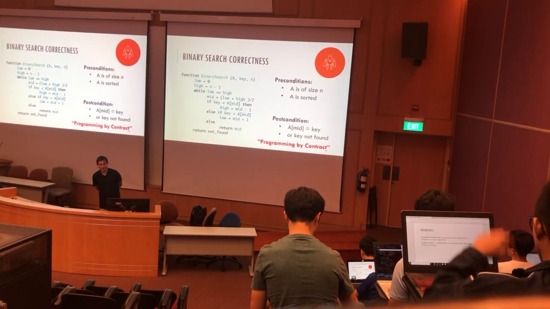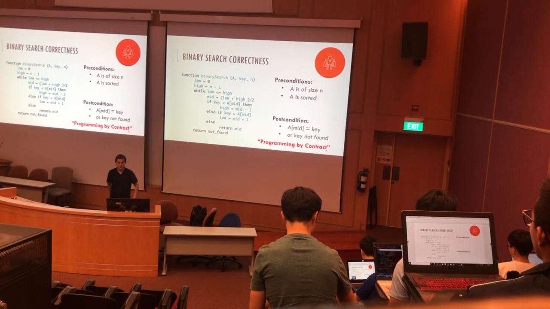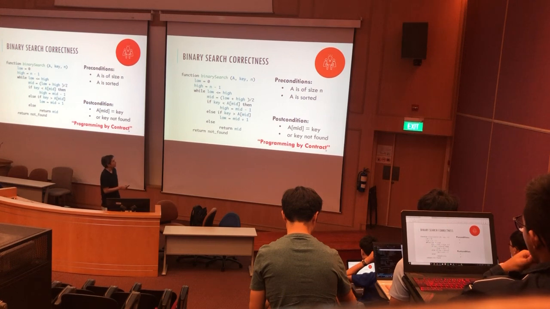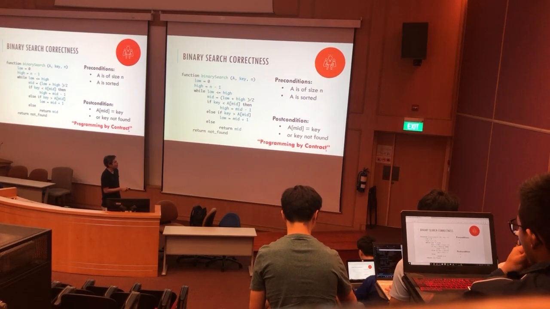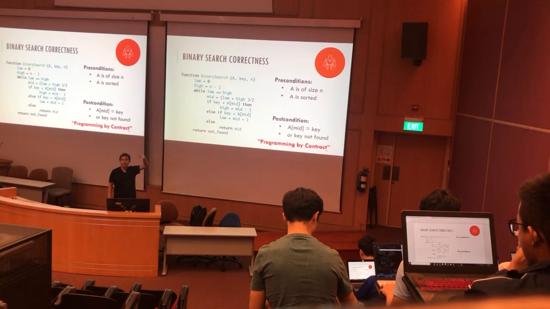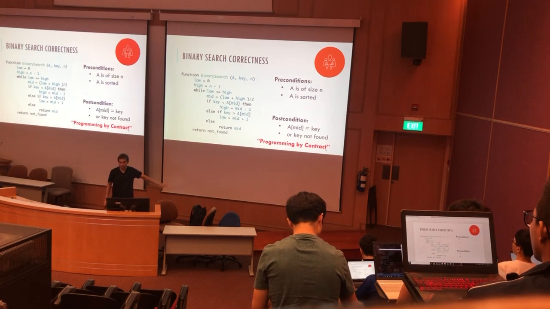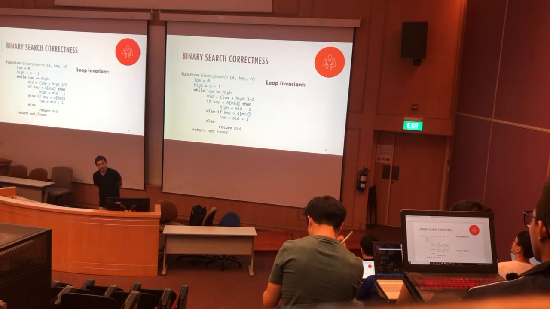So these are the preconditions: A is of size n, and A is sorted. You can put more, but I'm just coming up with two. And the postconditions are: the key must be at A[mid], or the key is not found. So this is a programming contract. I say these are the preconditions, you give me the preconditions, and I give you the postconditions. Okay.